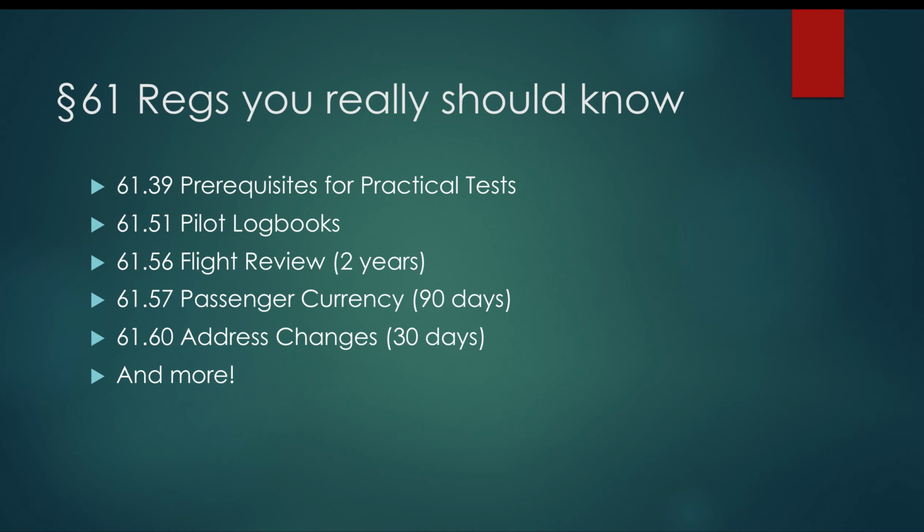Things like 61.57, your 3 landings within 90 days to be current to carry passengers. And it's not 3 landings in 3 months, okay? It's 3 landings in 90 days. So you actually have to count backwards by the day. And then it talks about what you have to do to carry passengers at night, each category, class, and type of aircraft, that kind of stuff. 61.60, there's one that tells you you have 30 days to change your address if you move, and so forth. There's a whole lot more. Just be ready to go look them up on your own if you ever need to.